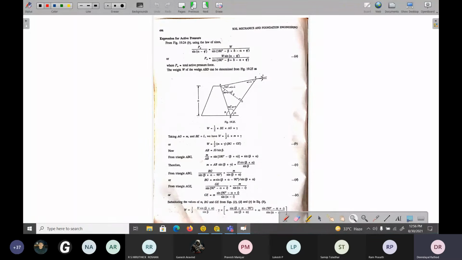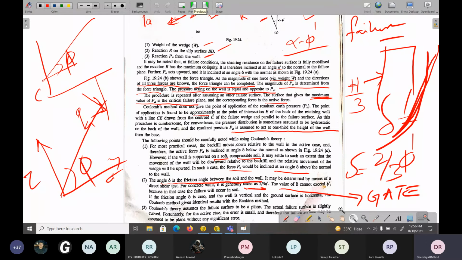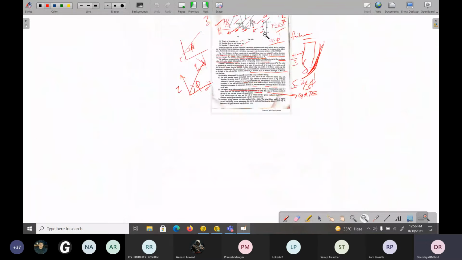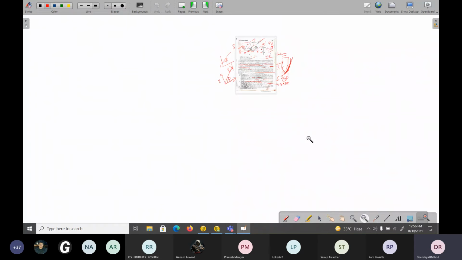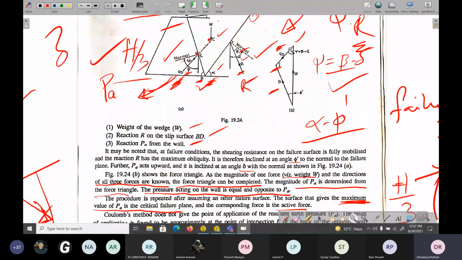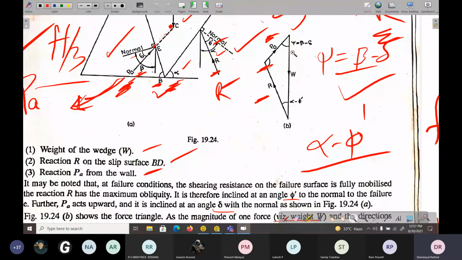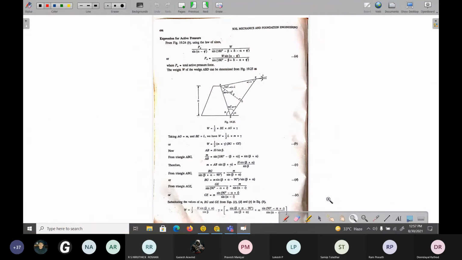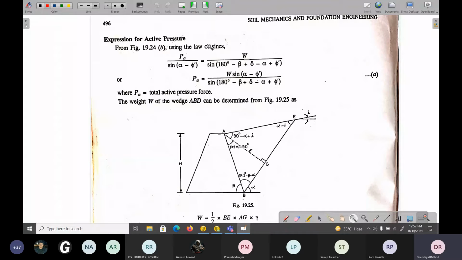Equation 19.24, that means from the previous one they have derived it. From this triangle, by applying the sine formula, they have derived it. So using this figure, PA by sine of alpha minus phi, W by sine of 180 minus all those angles. Then you will get the PA. This is the active pressure force.